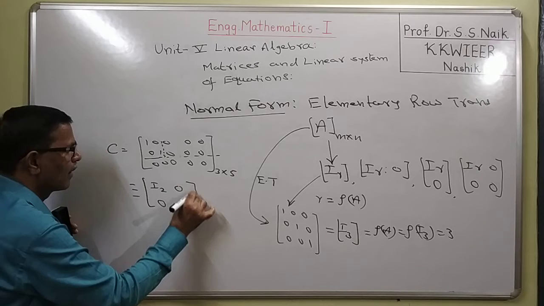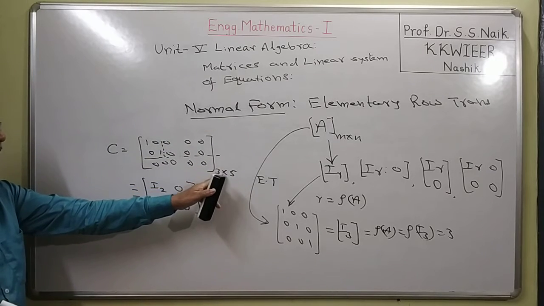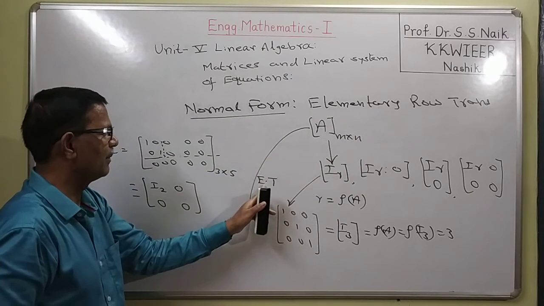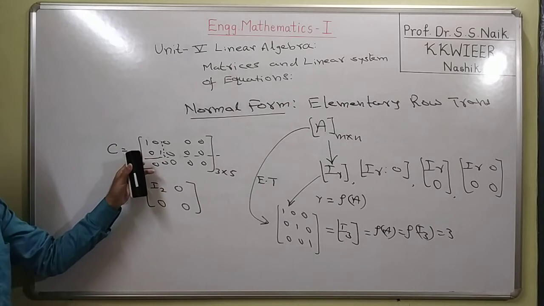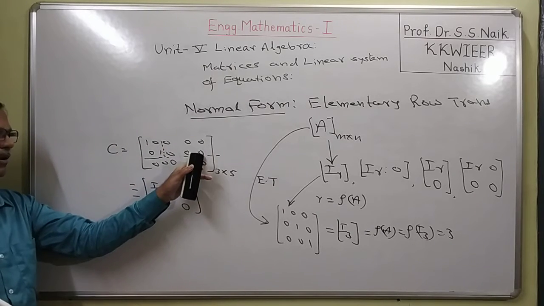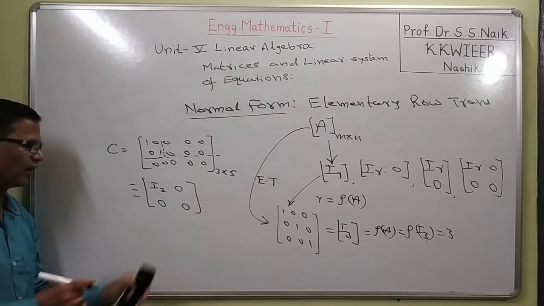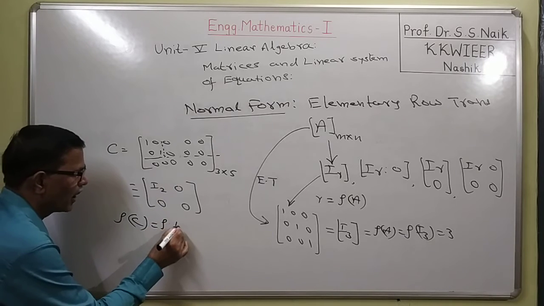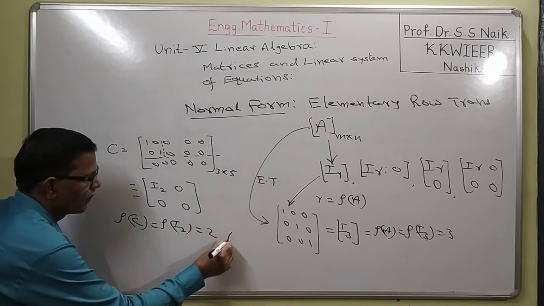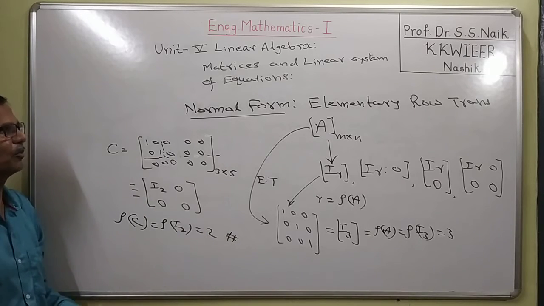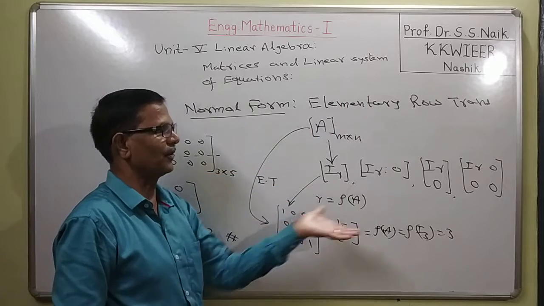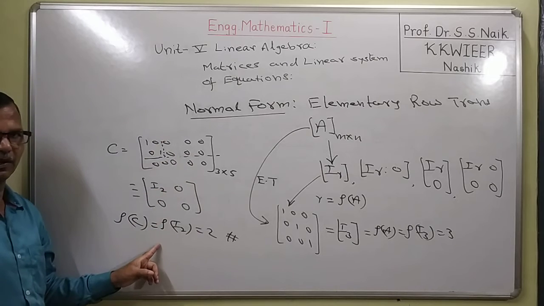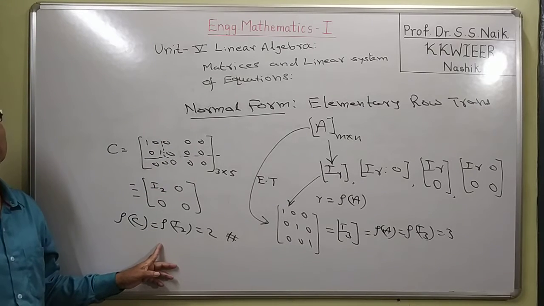So therefore, the given matrix of order 3 by 5, which was the original one, by means of elementary transformations, is transformed to a 3 by 5 matrix of the normal form, in which you are having I2. So therefore, rank of C is equal to rank of I2, which is equal to 2. Okay. So in this way, the given matrices of different orders, by means of row transformations, can be transformed into the normal forms like this, and you can find the corresponding rank of a matrix.